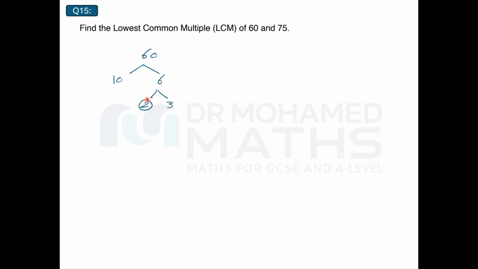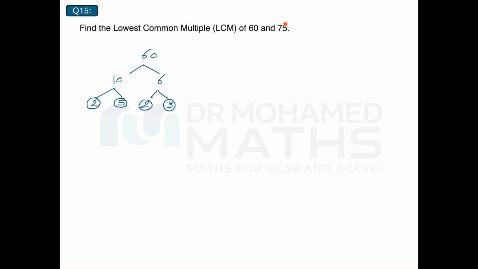So 6 will be 2 times 3. So 2 and 3 are prime factors. That's why I marked them with a circle, so I'm not confused at the end. And 10 is also easy. Two numbers, 2 and 5, and both of them are prime factors. So I need to stop here since I can't break down anymore.